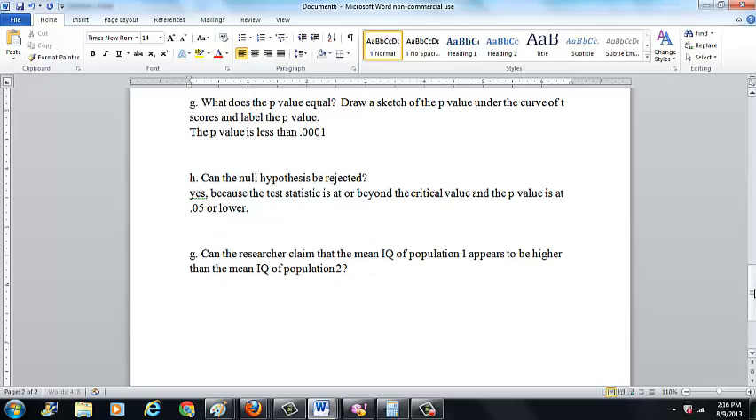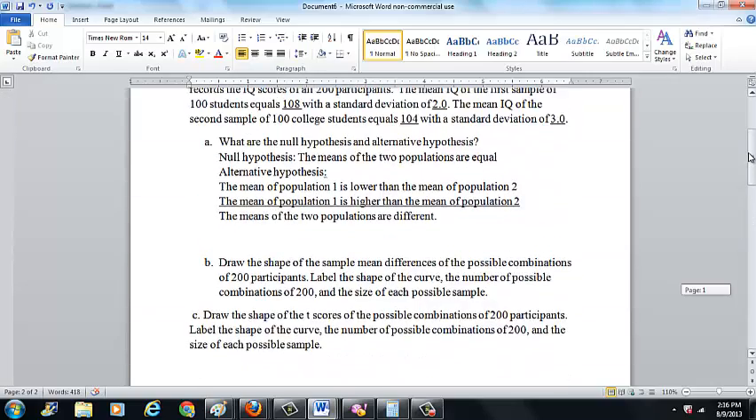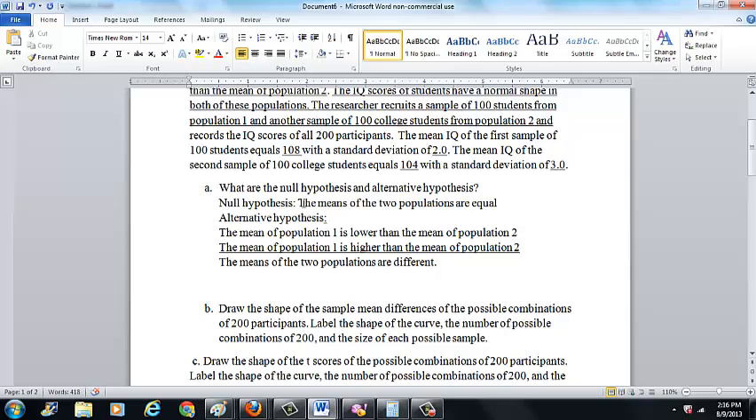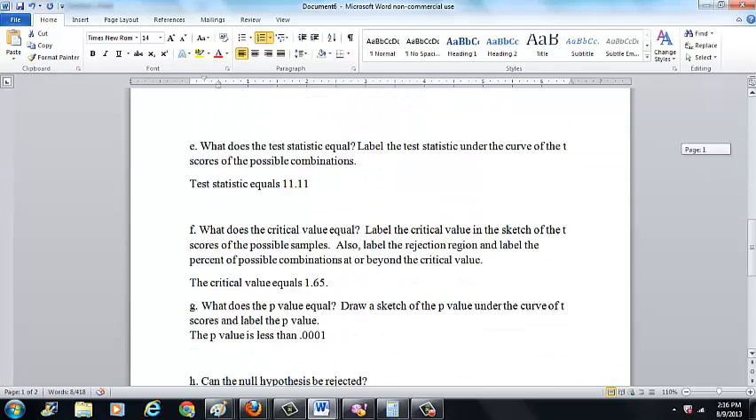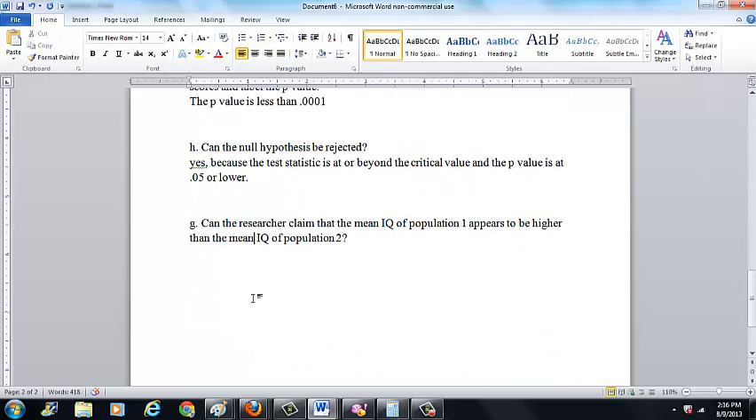Can the researcher claim that the mean IQ of population 1 appears to be higher than the mean IQ of population 2? Our null hypothesis that said that they're equal has been rejected, which means we did support our alternative, saying that the mean of population 1 is higher than the mean of population 2. So the person can make that claim. So it's yes.